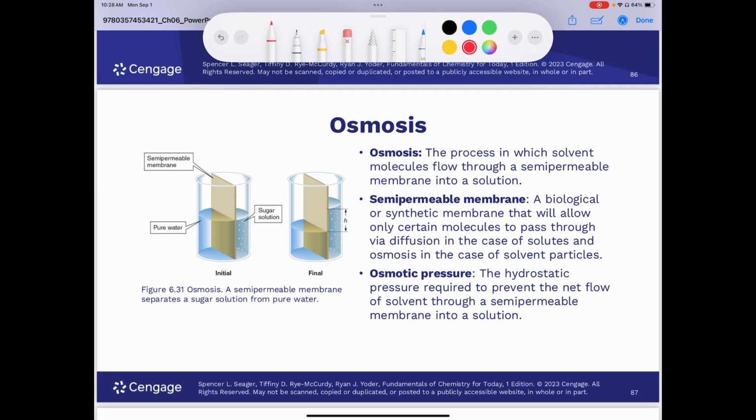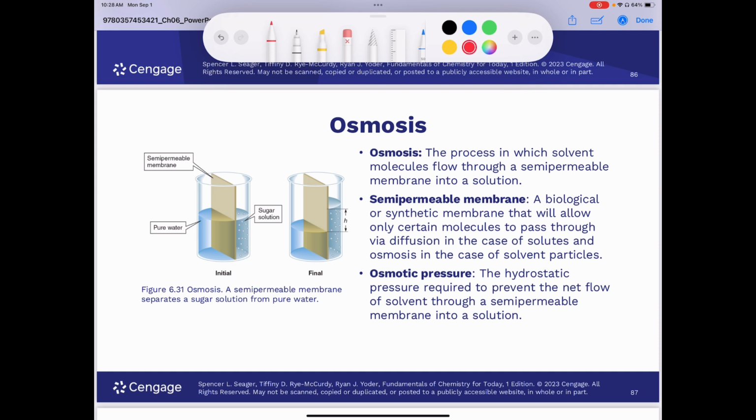Osmosis is the means by which your cells take in water and some essential nutrients, as well as the method by which some wastes are removed on the cellular level. To help better understand this concept, consider the experiment shown here in figure 6.31, in which pure water is separated from a sugar solution by a semi-permeable membrane. The membrane has pores large enough to allow small molecules like water to pass through, but small enough to prevent the passage of larger molecules like sugar or hydrated ions.